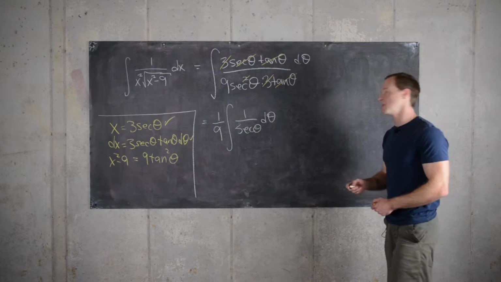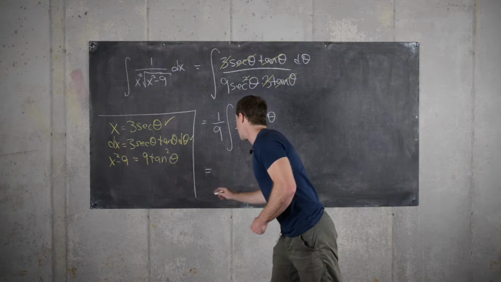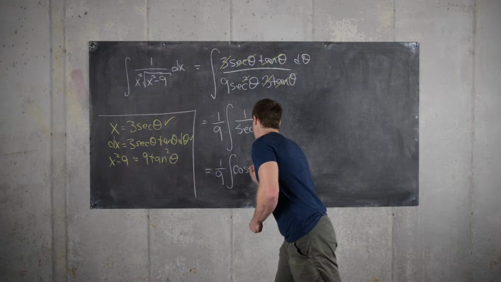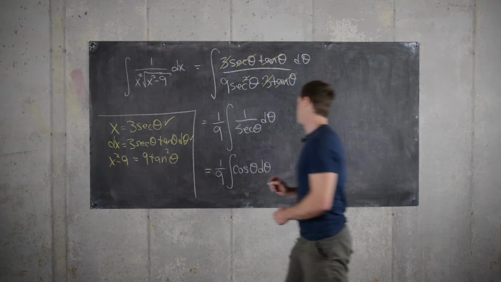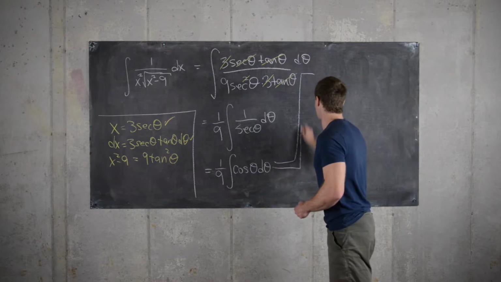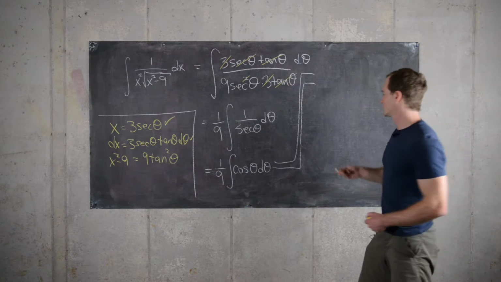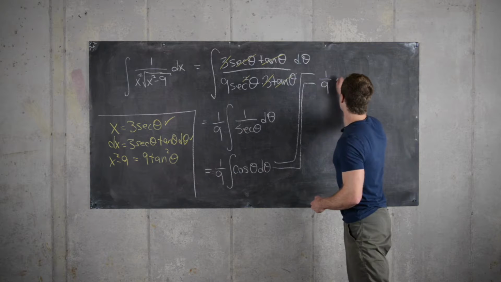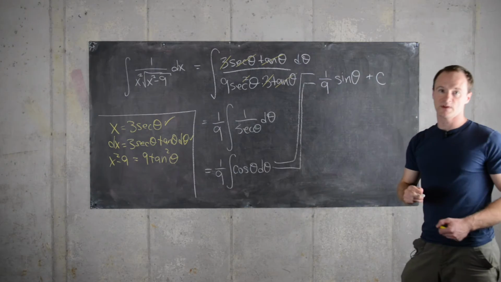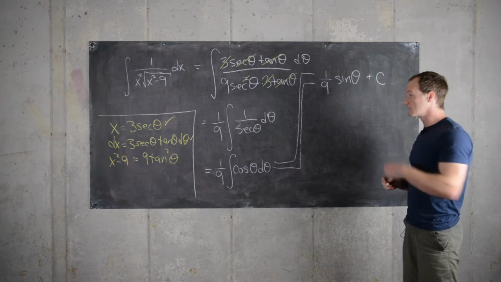Okay, good. But now, using trig identities, we can write this as a more familiar function. So that is cosine theta d theta. Good. And then that's a fairly simple integral, so that'll give us 1 over 9 sine theta plus a constant. Now we may think we're done, but we've got a little bit more to do.